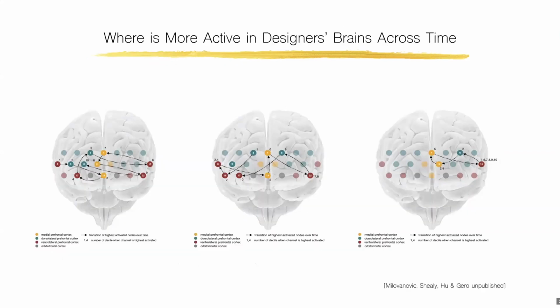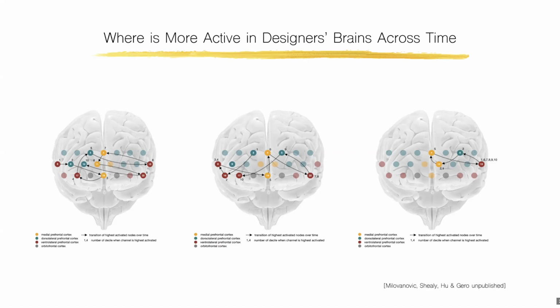So let's ask some sort of mechanics questions. Where is more active in designers' brains across time? So what we're showing here are the three methods: brainstorming, morphological analysis, and TRIZ.